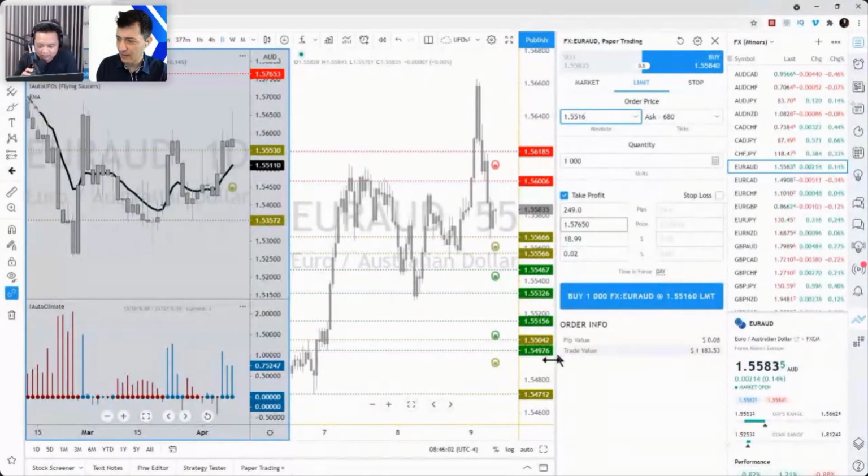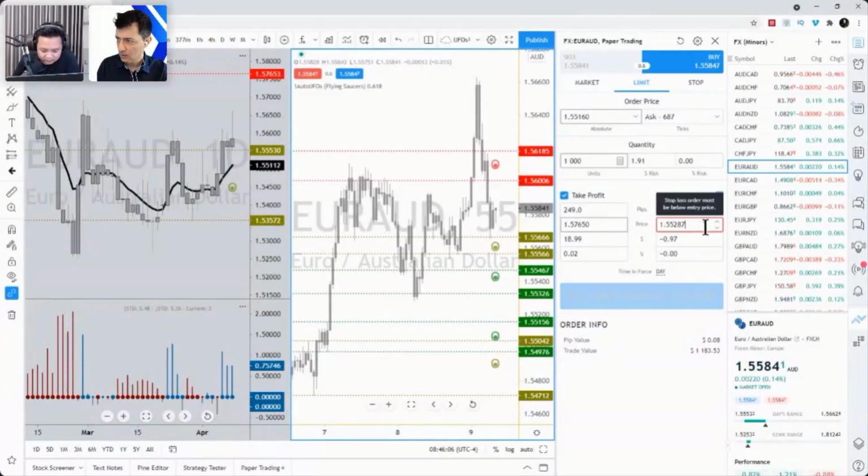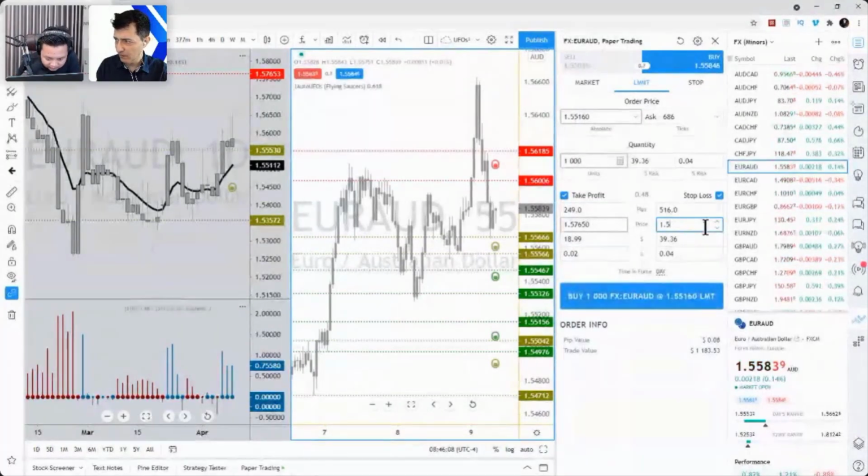And then the stop will be located below 71. So that would be 154. Maybe we can do it like maybe 67, something like that. Again, it depends very much on the brokers. So this is a trade.